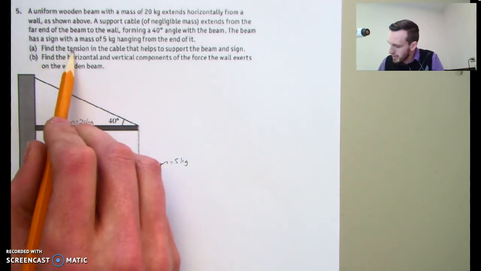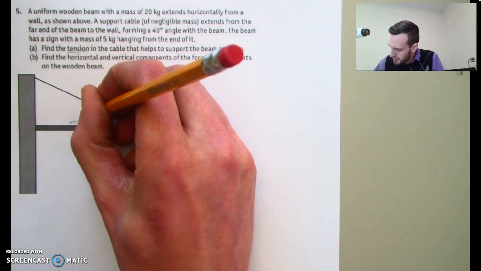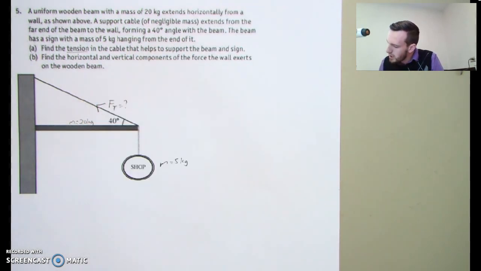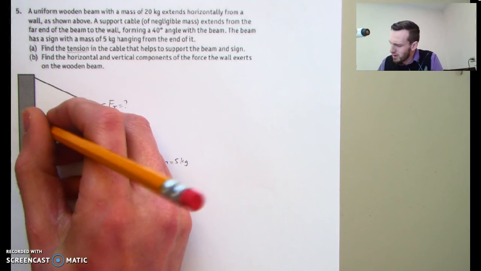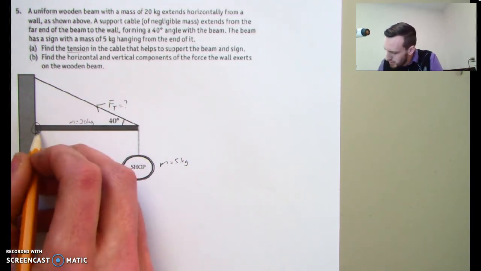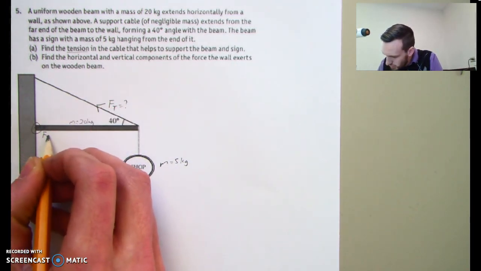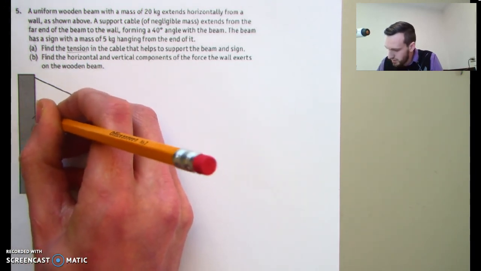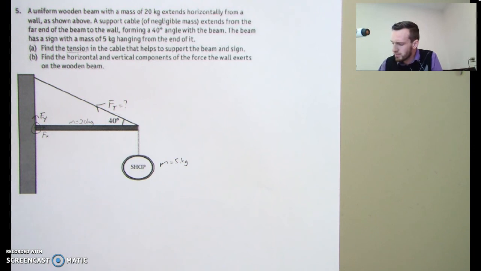Question A says find the tension in the cable, so that would be asking us to find this overall Ft, that helps support the beam and the sign. Then it says find the horizontal and vertical components of the force that the wall exerts on the beam. So we're looking for Fx of the wall, and we assume that there'd be some kind of force of friction here, Fy of the beam there.